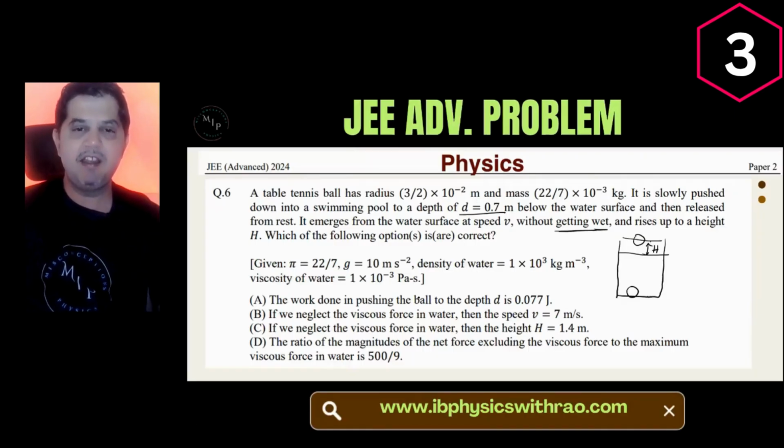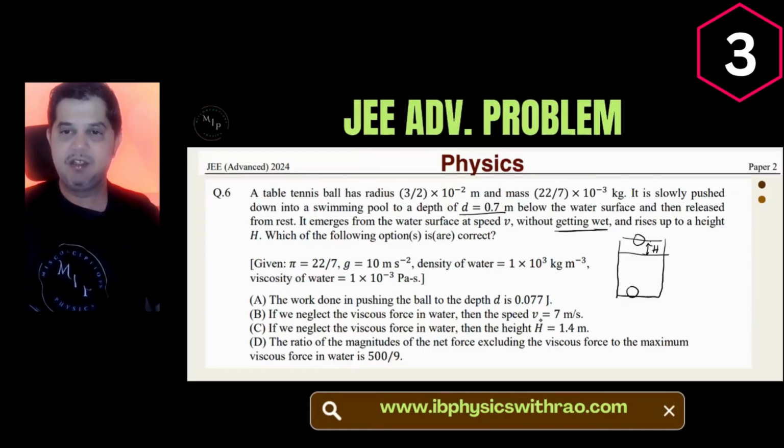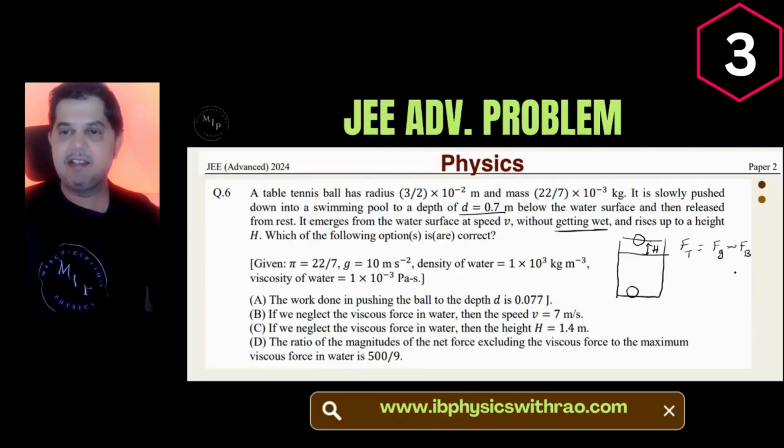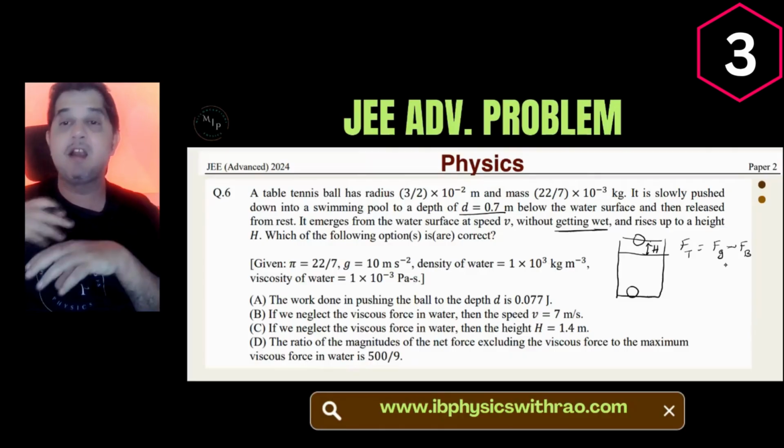Now, the work done is pushing the ball to a depth d. Now, how do you calculate work done using the previous one? What do you do? So, what was the total force over here? The total force over here is equal to Fg difference Fbuoyancy, right? The reason is because Fg is nothing but you applied a force and it is inside, and then there is an F buoyancy which is pushing it outwards.